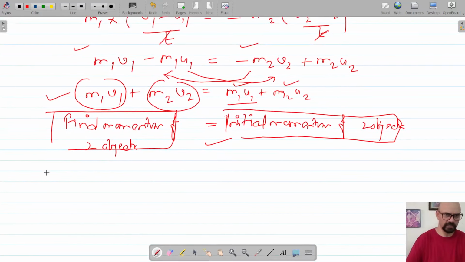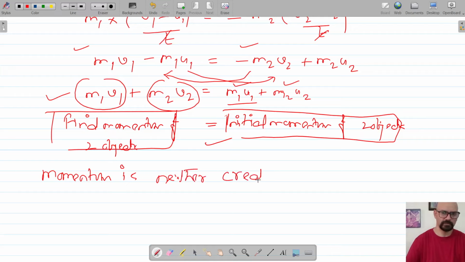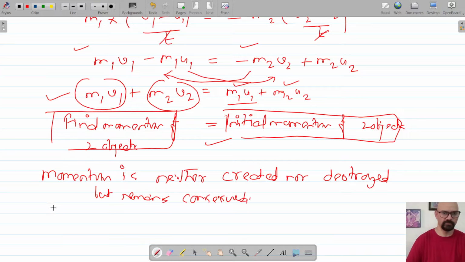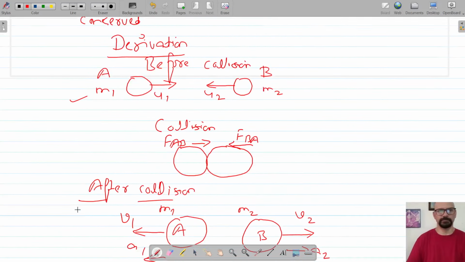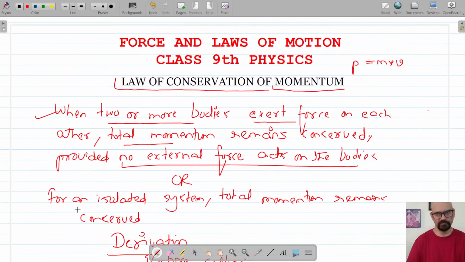So we can say that momentum is neither created nor destroyed, but it remains conserved. So that we have also proved it. So this is the law of conservation of momentum.